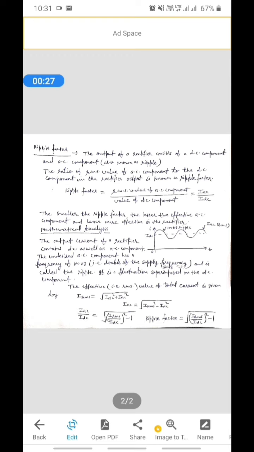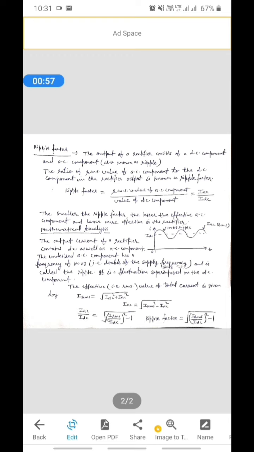The ripple factor can be defined as the ratio of the RMS value of the AC component to the DC component in the rectifier output. Ripple factor is equal to the RMS value of the AC component divided by the value of the DC component, which is equal to IAC upon IDC. This is the formula for ripple factor.